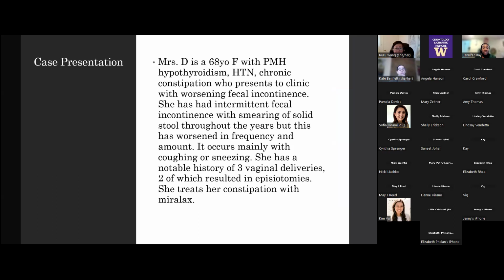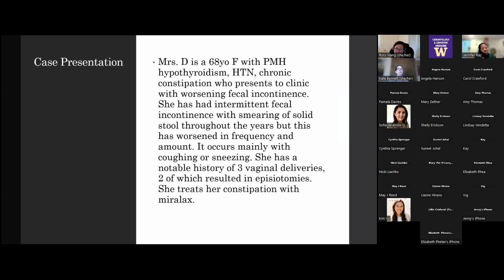Last but not least is fecal incontinence. In this case presentation, this is a 68-year-old woman with hypothyroidism, hypertension, and chronic constipation, who's coming to you for worsening fecal incontinence. This has been intermittent stool smearing throughout the years, but it's definitely gotten worse in terms of frequency and amount. It occurs mainly with coughing or sneezing, so kind of stress.